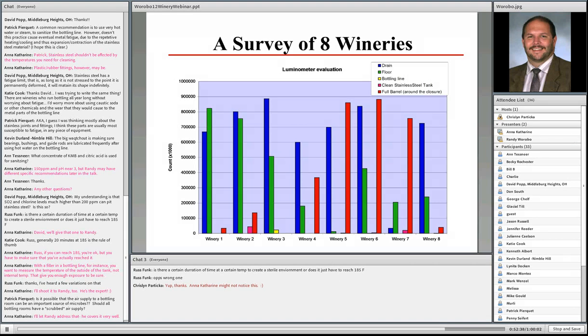We've done surveys of wineries. This is for drains, floors, bottling lines, what the winemakers considered clean stainless steel tanks, and then around the bunghole of full barrels for 8 wineries. And you can see, as expected, the drains are dirty, the floors are dirty. For the most part, the bottling lines and the stainless steel tanks were also very clean, but unfortunately, right around the bunghole, you can see on wineries 4, 5, 6, and 7, they had counts that were very close to the drain levels, and some were even higher.